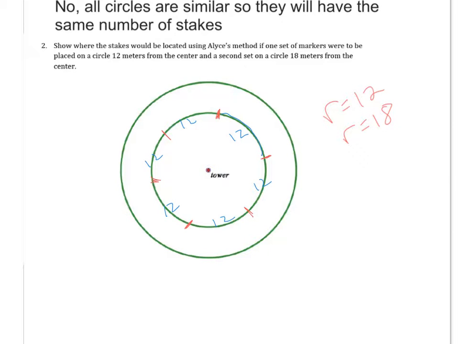Then we can do the same thing with the outside circle at 18. So let's say here's our starting spot. And we'll take 18 meters, be about here, and then go another 18, and then another 18, and another 18, and another 18. We get the same number of stakes on the inner circle and the outer circle, just like we said in the answer to number 1.